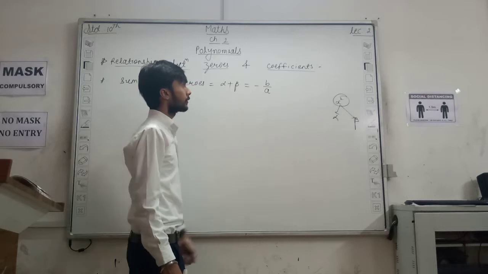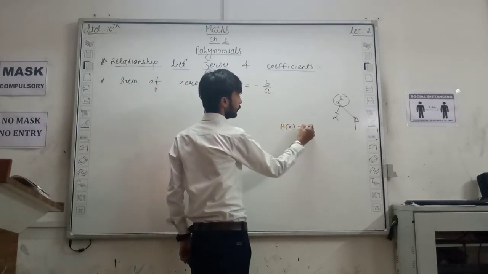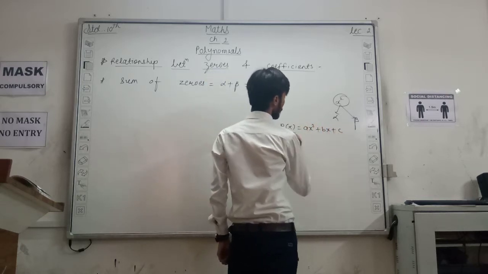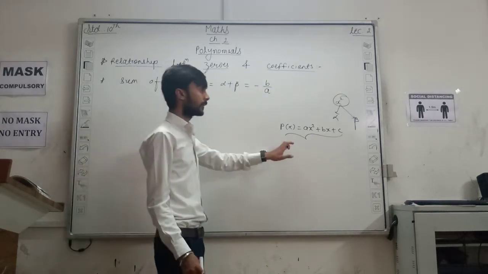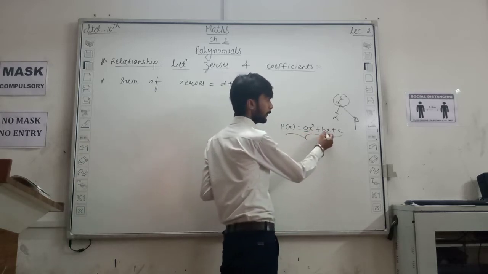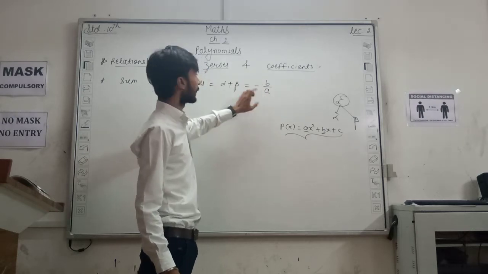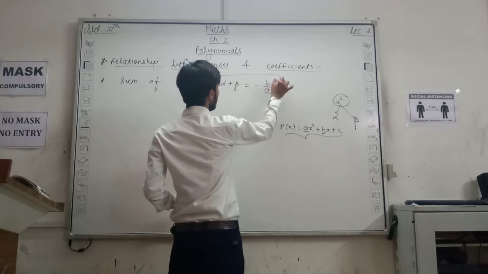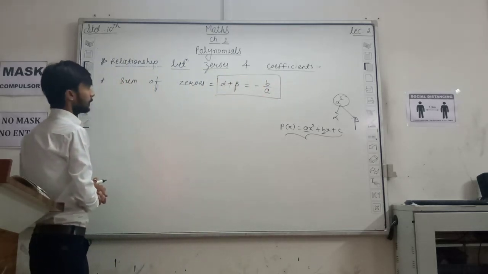What are a and b? We know the standard form p of x equals ax square plus bx plus c, which is the general form of a quadratic equation. So a is the coefficient of x square, b is the coefficient of x. These are the coefficients and these are the zeros, so this is the relation between zeros and coefficients.